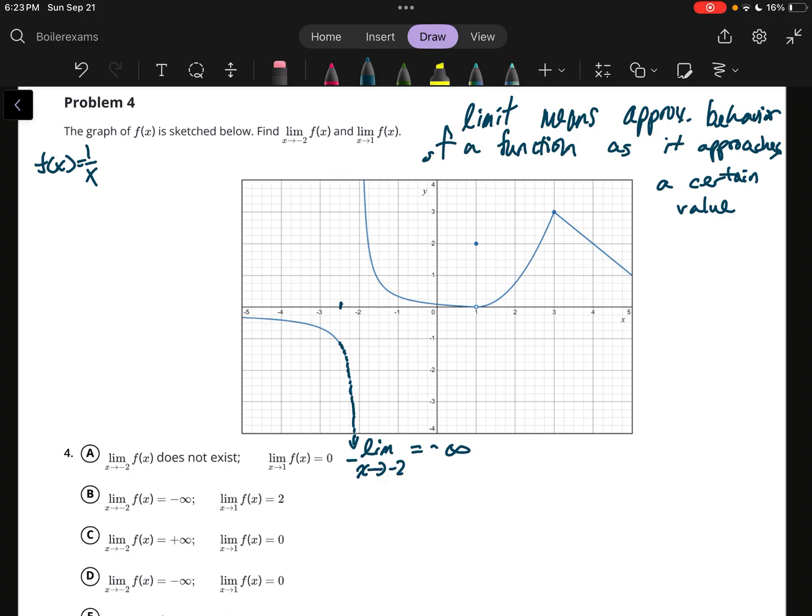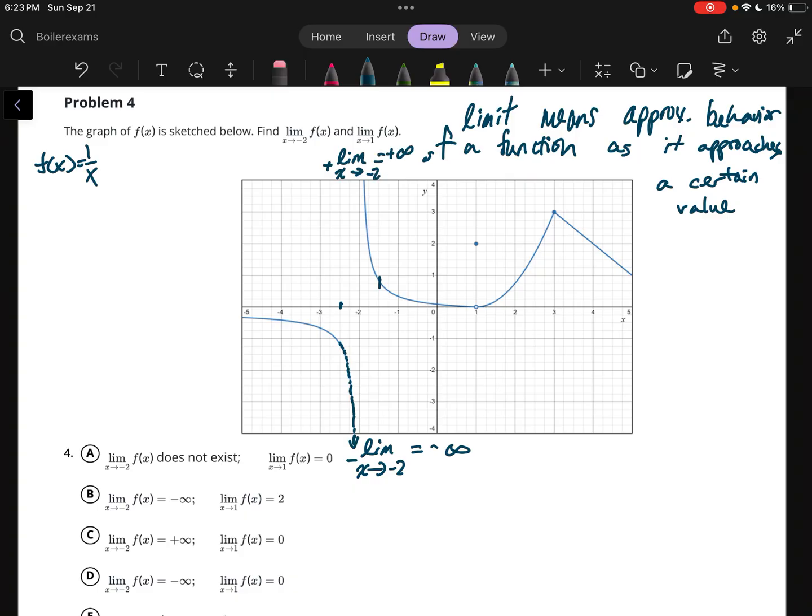Let's look at the other side, though. On the other side, we actually start above if we start looking from -1.5. What happens as we approach -2? The graph is actually going upward, and it seems to be doing the same thing, except this time instead of going to negative infinity, it looks like it's going to positive infinity.